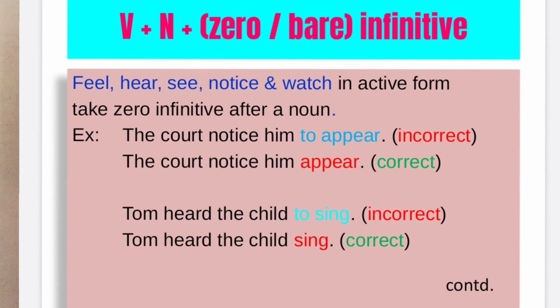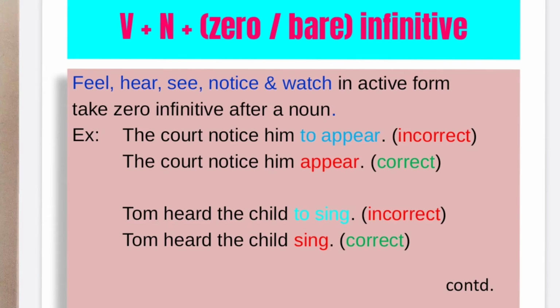For example, the court noticed him to appear. This sentence is incorrect, and the correct one is the court noticed him appear. Tom heard the child to sing is incorrect. Tom heard the child sing. That is correct. So this is what bare infinitive is. There is no to, there is no ing, there is no ed form. The verb in its bare form or first form is correct here.